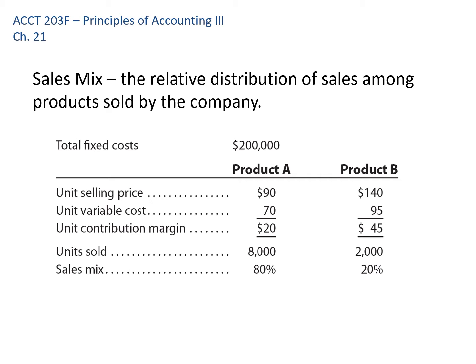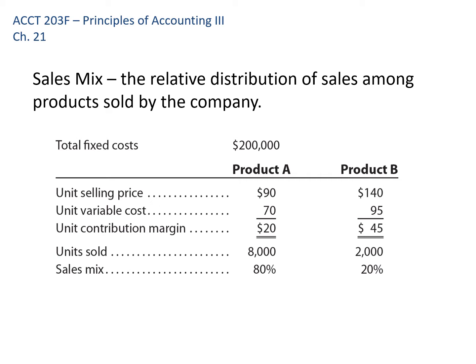So here's a company that has $200,000 in fixed cost. They've got product A and product B that have different selling prices and variable costs, which leads to different unit contribution margins. And they've got different quantities of units sold. They sell far more product A than they do product B. So the first thing we'll do is look at the sales mix. And the sales mix is based not on sales dollars, but on units sold. So you can see they sold a total of 10,000 units, or they anticipated that. And so 80% of their sales are product A and 20% of their sales are product B.